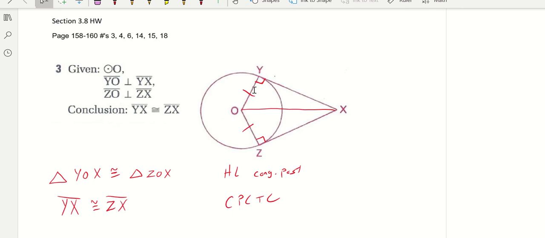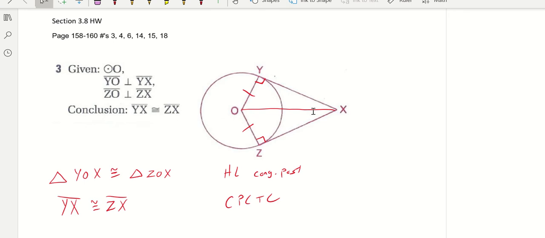It's also given that YO is perpendicular to YX. We have a 90-degree angle there. Also, ZO is perpendicular to ZX. We have a 90-degree angle there. We were asked to show how we're able to conclude that YX is congruent to ZX.